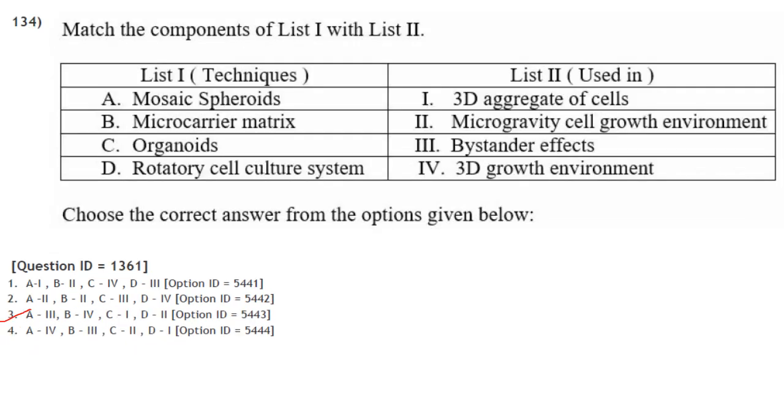The next one: mosaic spheroids, bystander effects, microcarrier matrix, 3D growth environment, organoids, 3D aggregate of cells, rotary cell culture system, microgravity cell growth environment. So the answer here is option 3, that is A3, B4, C1, D2.